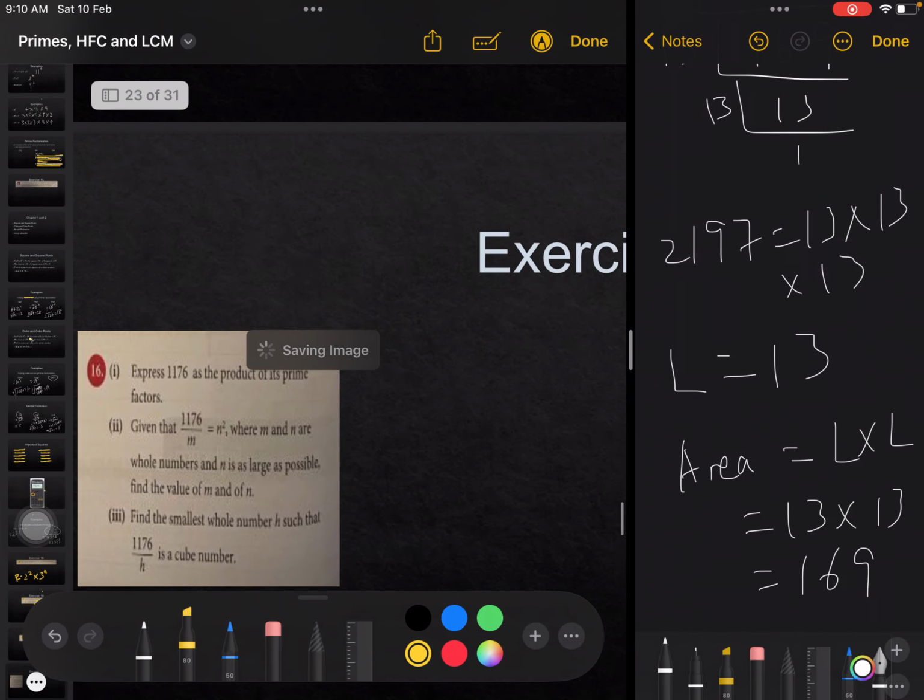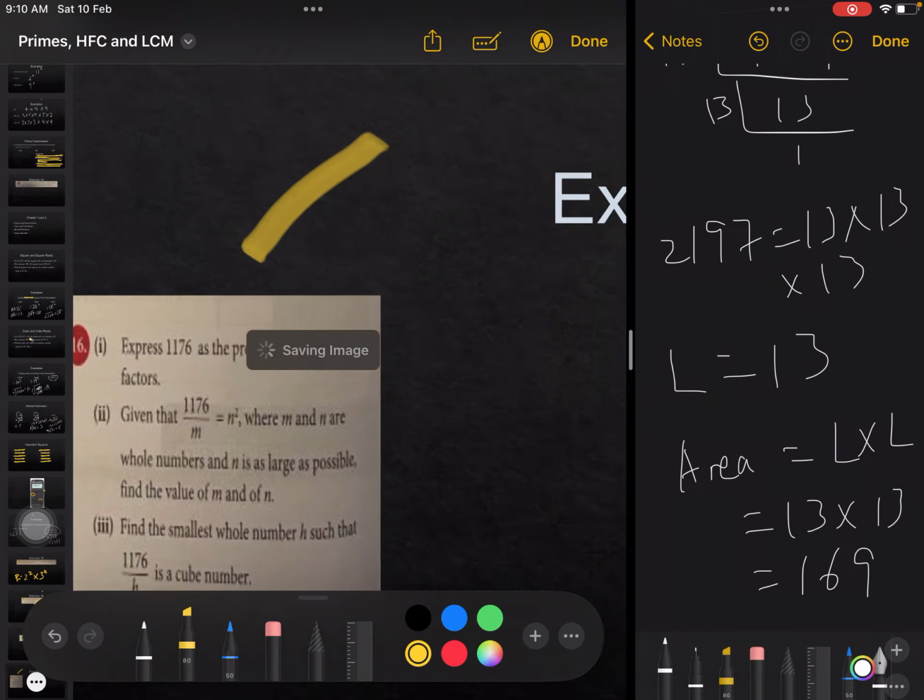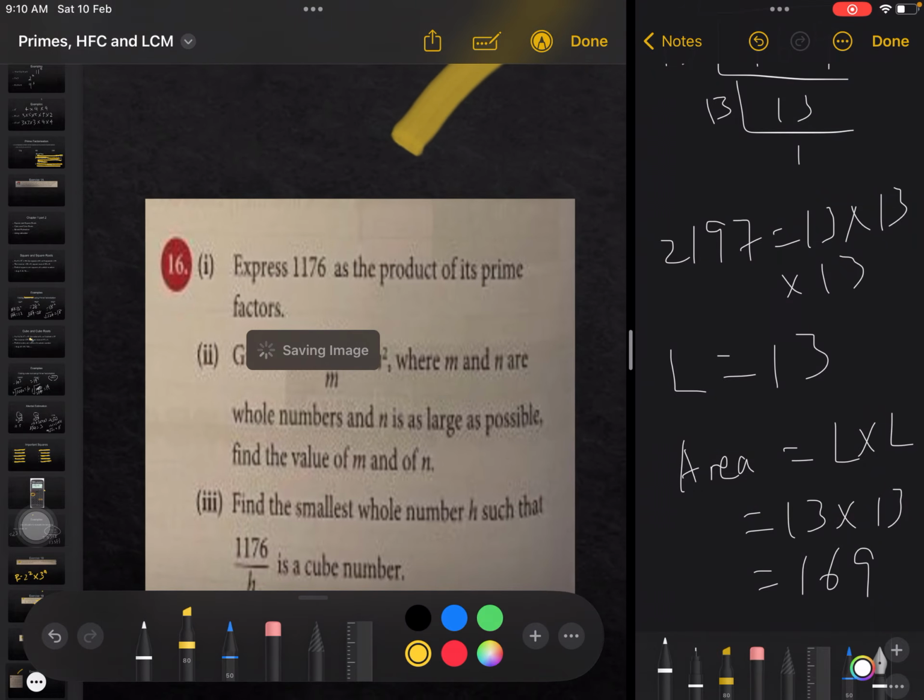Oh my god, this is so small. Let me enlarge this so that you all can see.